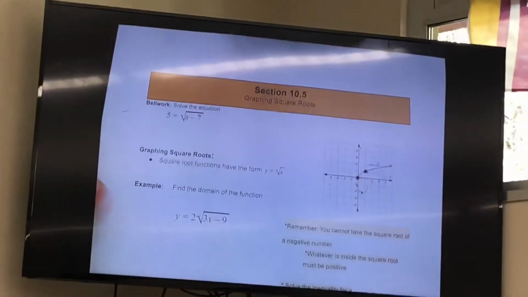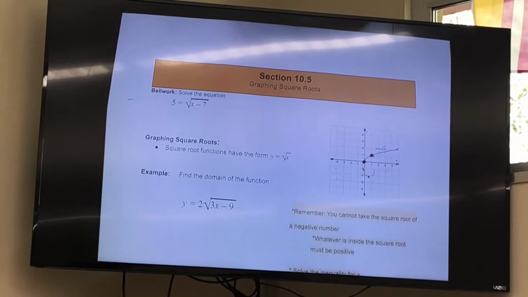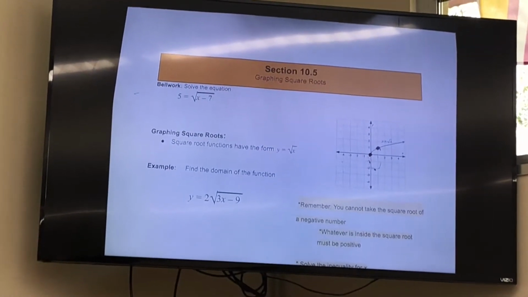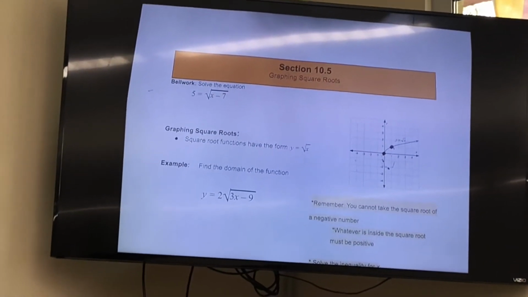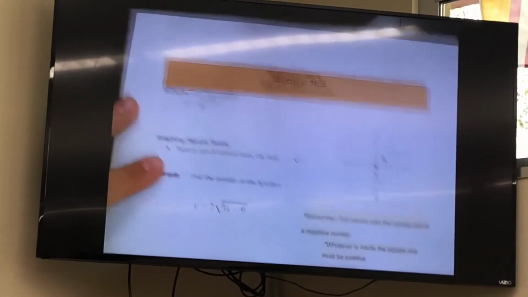Let's go, Miss May. Hey class, alright, today we're going to be doing section 10.5, graphing square roots. On our bell work problem, we're going to go over yesterday's concept.